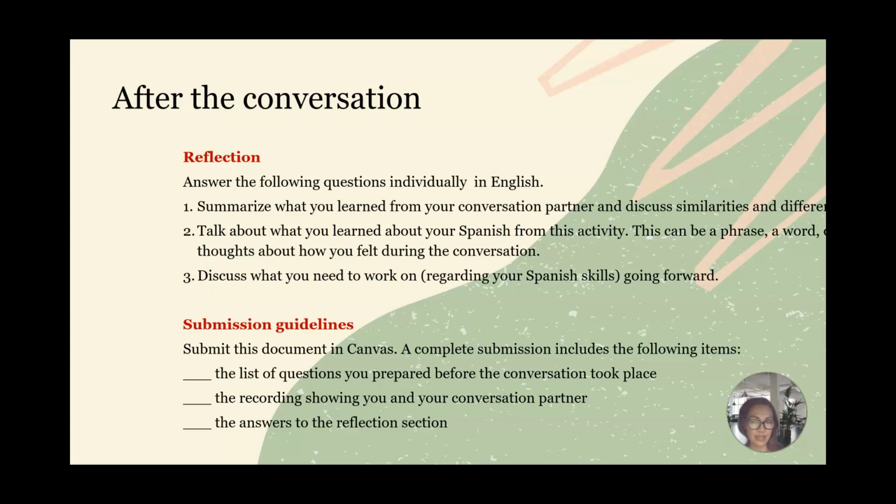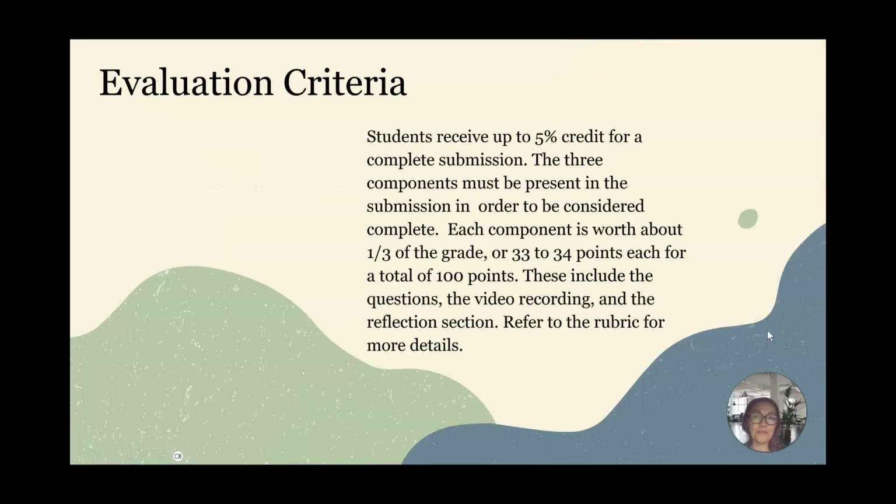Here are the submission guidelines. Submit the document in Canvas. A complete submission includes the following items: the list of questions you prepared before the conversation took place, the recording showing you and your conversation partner, and the answers to the reflection section. So it's 3 sections, and you can all submit them all together through Canvas.